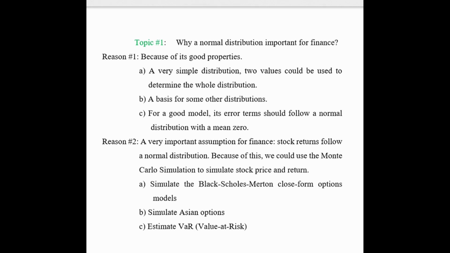C, suppose we design a model, then we calculate the error term. Error term is defined as the observed value minus our predicted value. So if our model is good, then its error term should follow a normal distribution with a mean of 0.